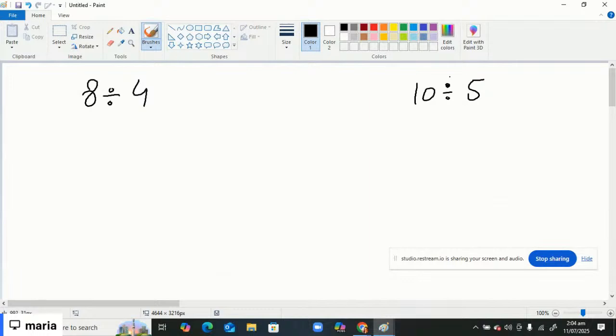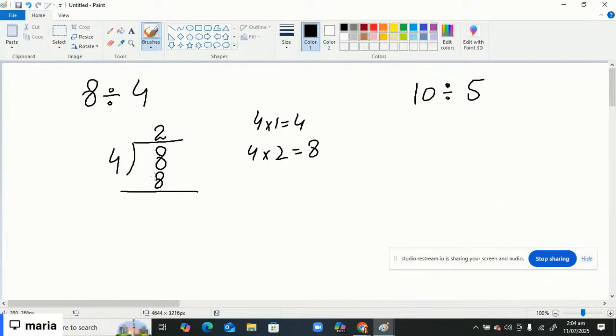So now you guys tell me what is the answer of this one. You put 8 inside and 4 outside. So 4 times which number is closest to 8? Let's write the table of 4. 4 times 1 is 4. 4 times 2 is 8. So when we see the table, 4 times 2 is 8. And now we subtract, 8 minus 8 is 0. So what is the answer? It is 2. Here we are subtracting. Okay.